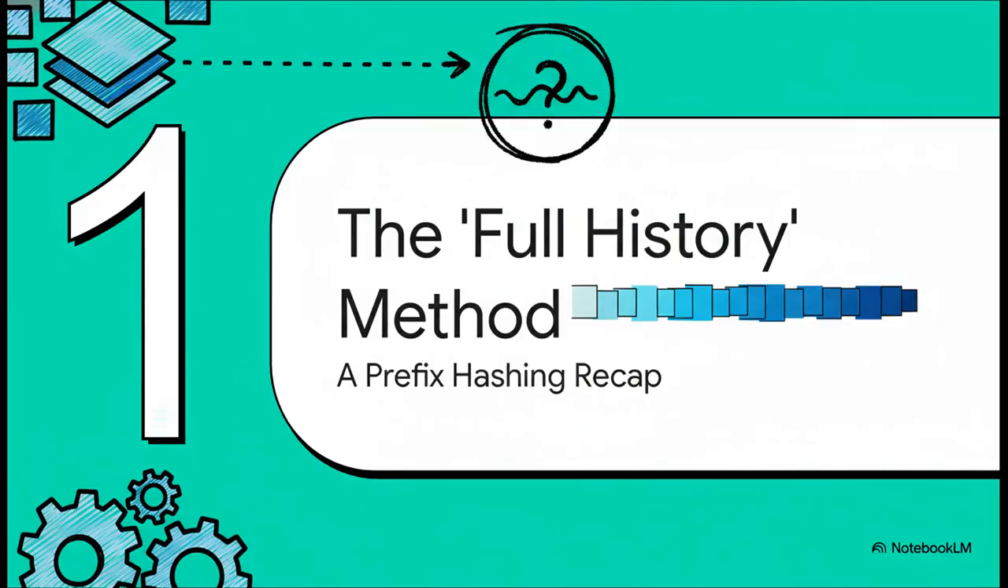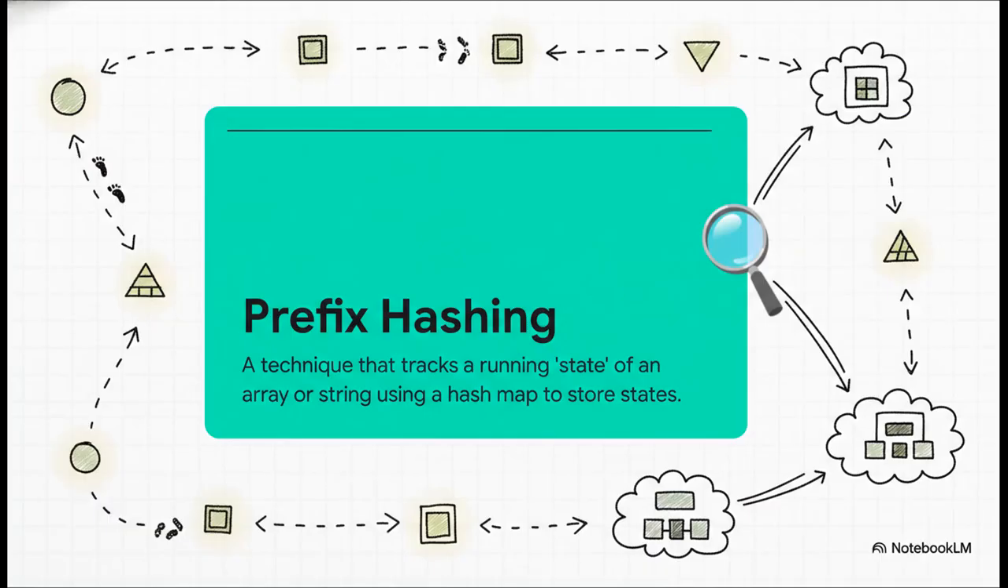Okay, let's start our journey on one side of that bridge. We'll begin with the full history method. This is our general-purpose, super powerful prefix hashing technique. It's really the foundation for everything else we're going to talk about. So what's the big idea here?